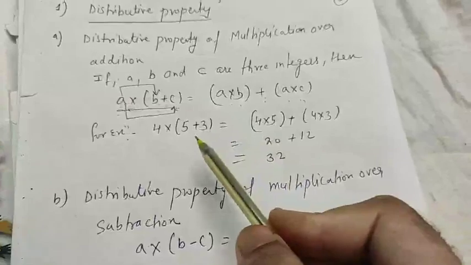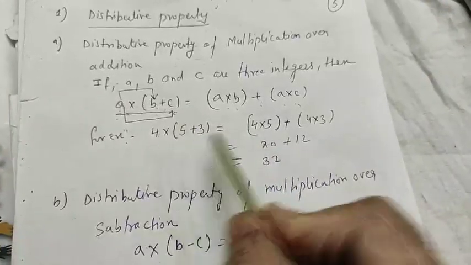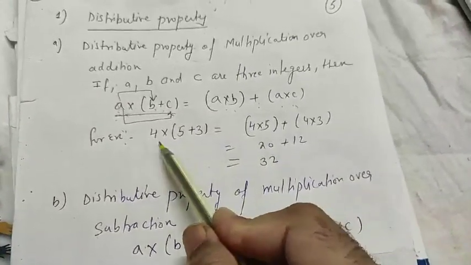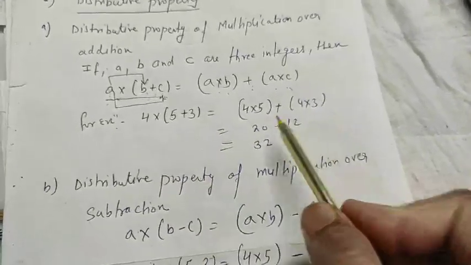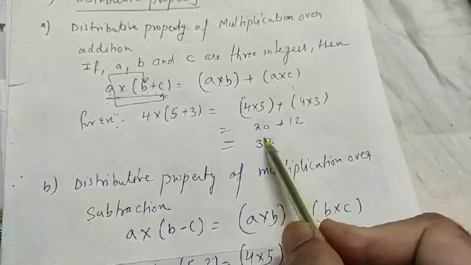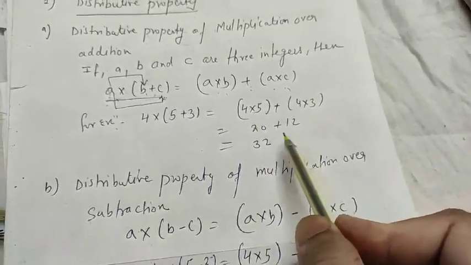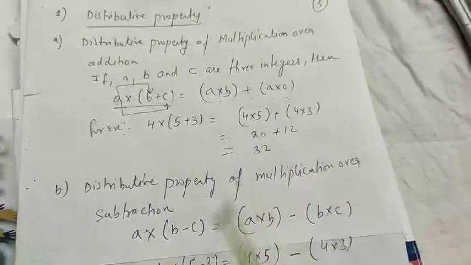Clear? Example: 4 into 5 plus 3. So in the first bracket 4 into 5, in the next bracket 4 into 3, and in the center addition, because this is addition. How can we solve? 4 into 5 is 20, 4 into 3 is 12. So the answer is 32.